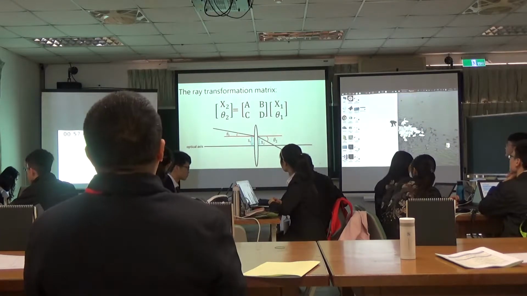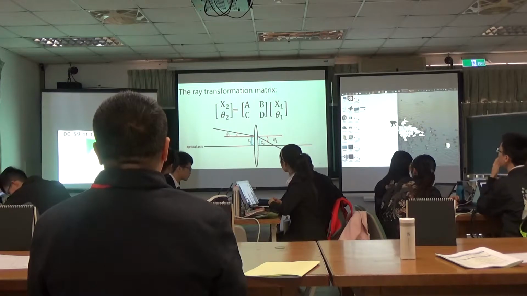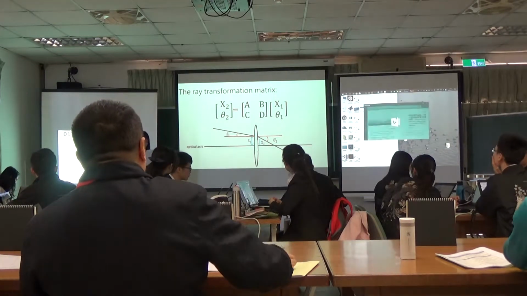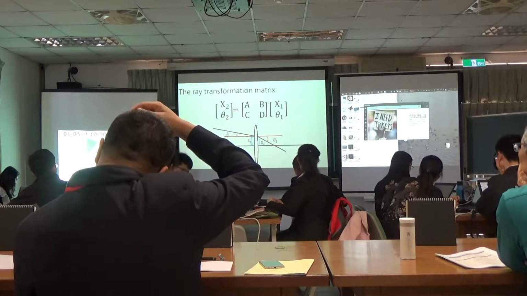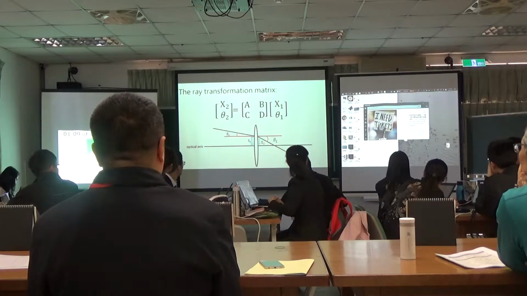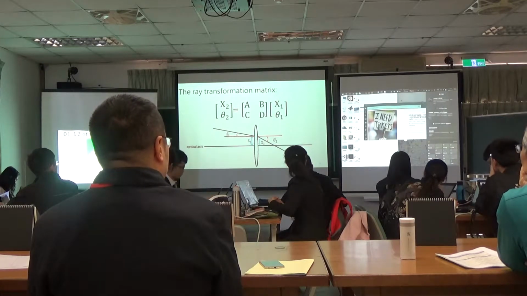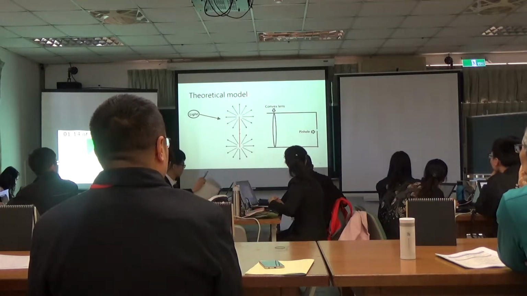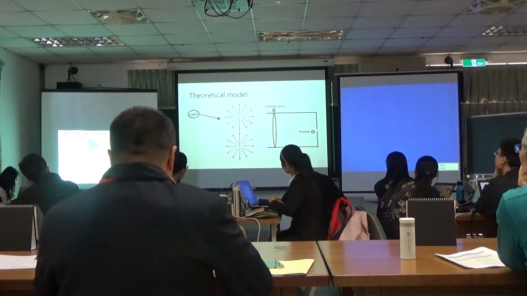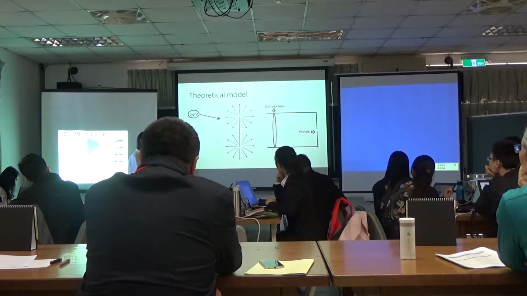The path of each light ray that goes through the lens, resolved from the diffuse reflection on the surface of the object, is calculated using the ray transformation matrix, which is listed here.